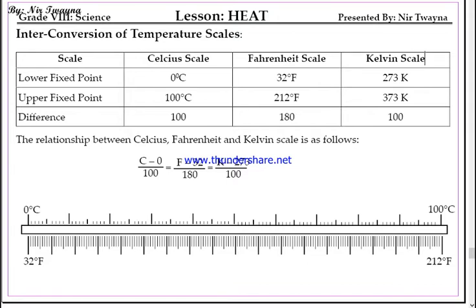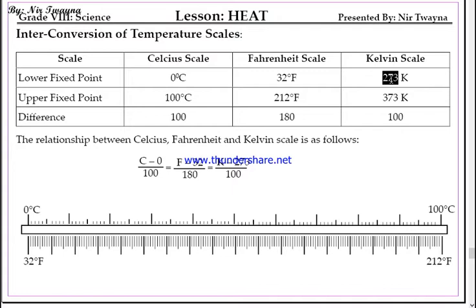Okay, then they set up the scale. If the molecules have 1 joule energy, then the temperature is 1 Kelvin, 2 joule energy 2 Kelvin, and like that. It was found that the temperature at which water freezes is equivalent to 273 Kelvin.